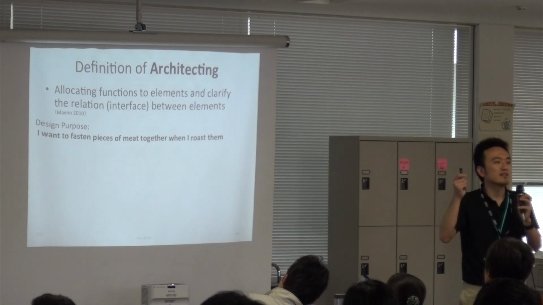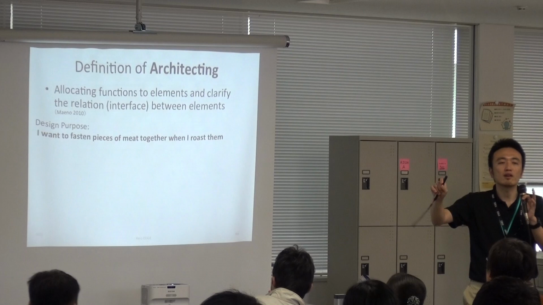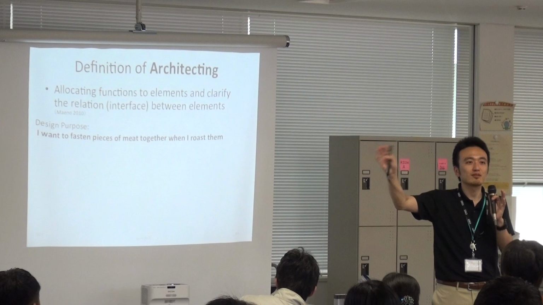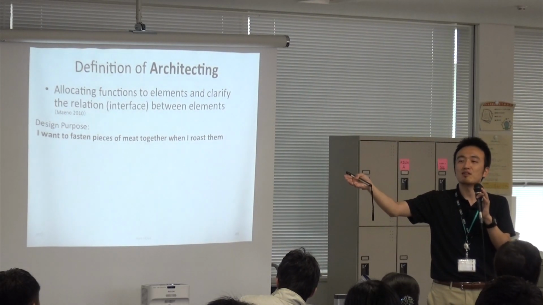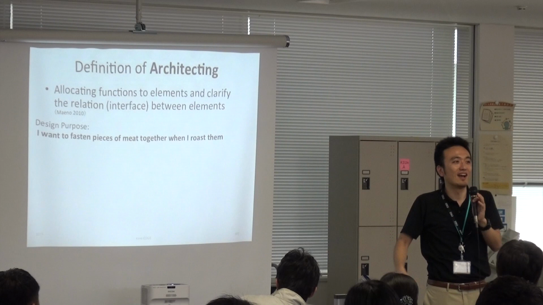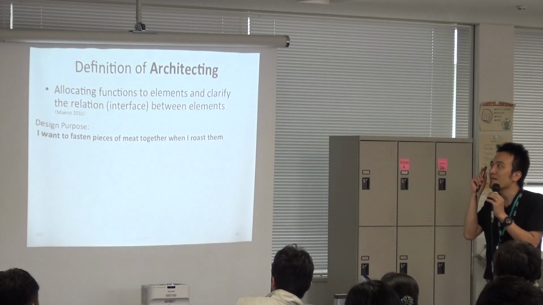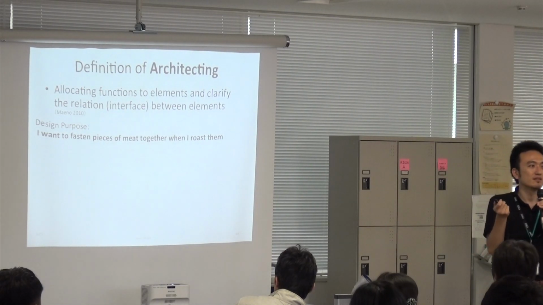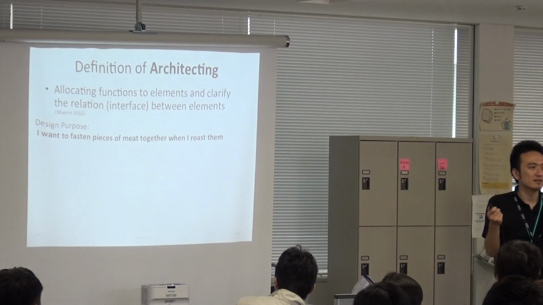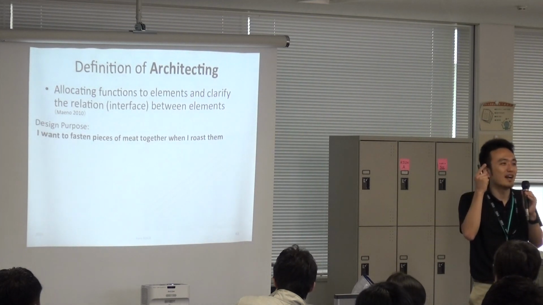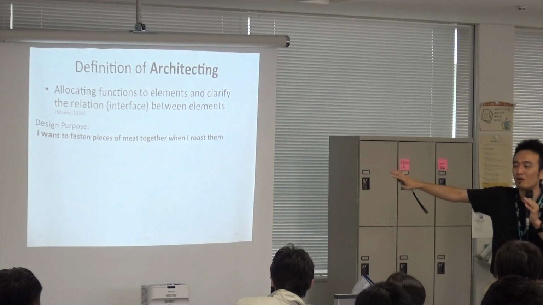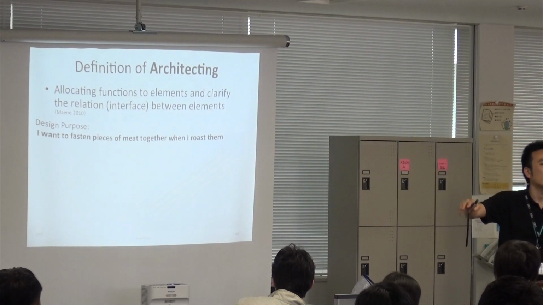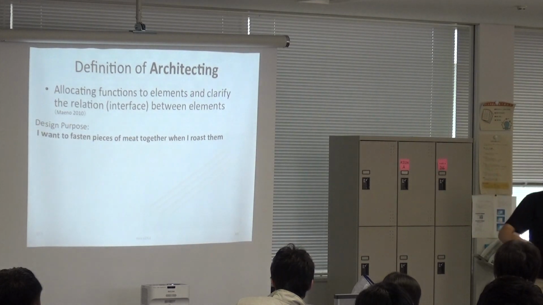So let's try this. Let's imagine, I'm still talking about the bamboo skewer, but you are the first one who invented this concept, okay? Maybe you're some Chinese chef 6,000 years ago, or even further back, I don't know when. Your design purpose is I want to fasten pieces of meat together when I roast it. Okay, that's your design purpose. You have kind of that in your mind, but you don't know the solution yet. You're the first guy who came up with this concept.